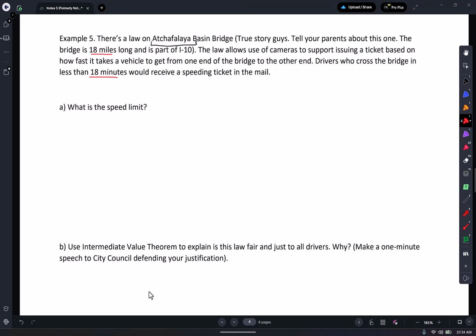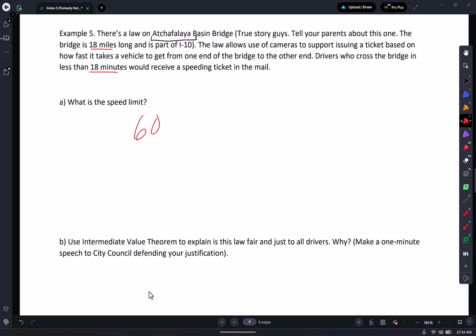Okay, so what is the speed limit? 60 miles per hour. Make sure that you guys know how to calculate it. If you don't know how to calculate it, I can show you. You're just going to have to convert it, right? Remember that this is miles per hour. So I'm going to go 18 miles, and I did 18 miles in 18 minutes. I'm going to write miles per hour, so I need the time on the bottom.